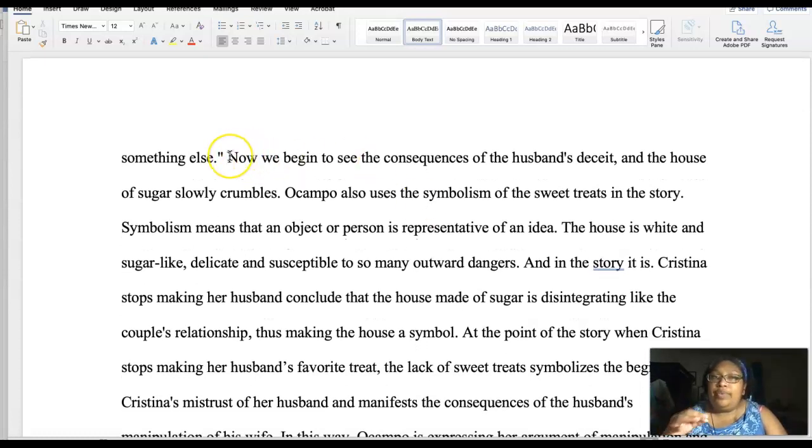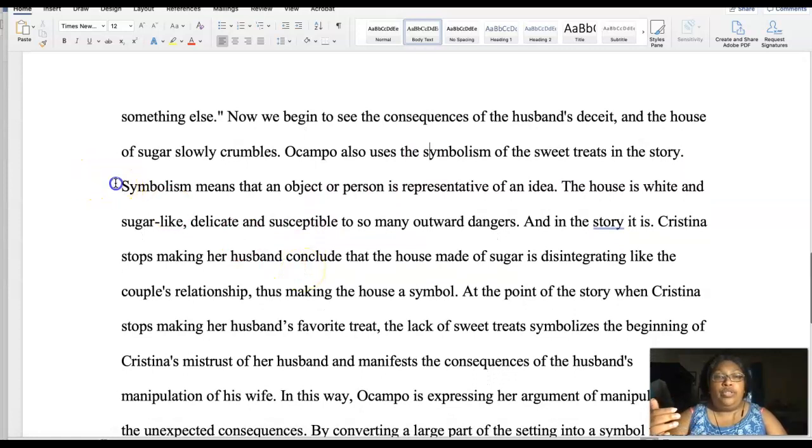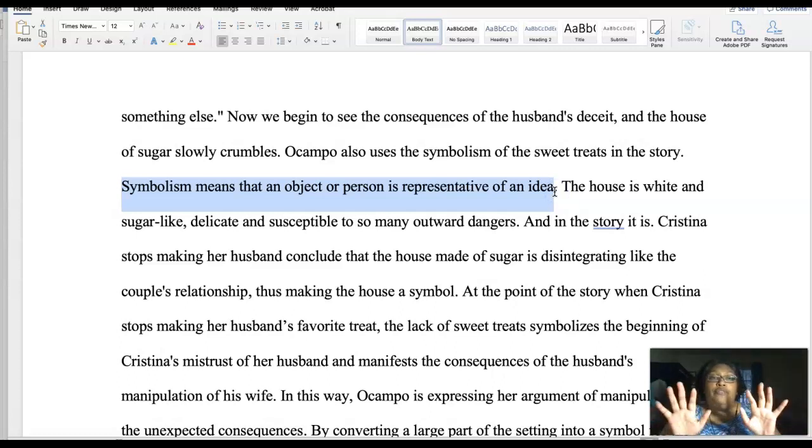So then, of course, the next step is that you're beginning to explain the example, the quote or the paraphrase, whatever you choose to use. Now we begin to see the consequences of the deceit. Ocampo also uses symbolism of the sweet treats in the story. So remember, we have setting, we're going to use symbolism to talk about this setting and the setup of this argument. Ocampo also uses symbolism of the sweet treats in the story. Symbolism means that an object or person is representative of an idea. So remember I said, if you're going to talk about a literary device or a thing, you want to define it. So she's going to use symbolism.